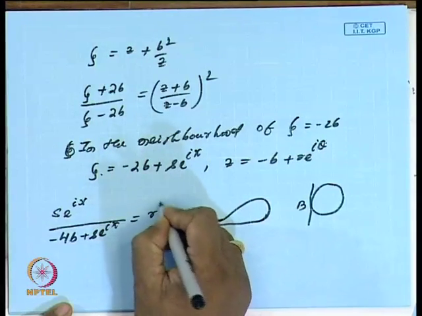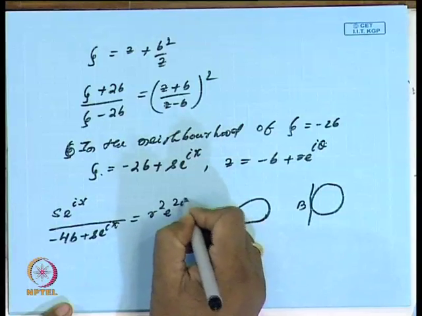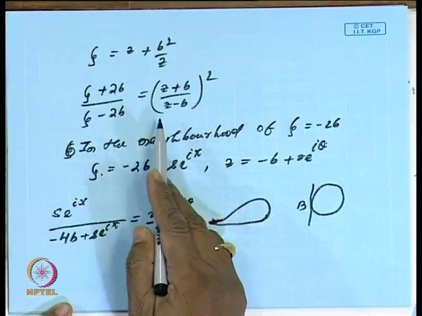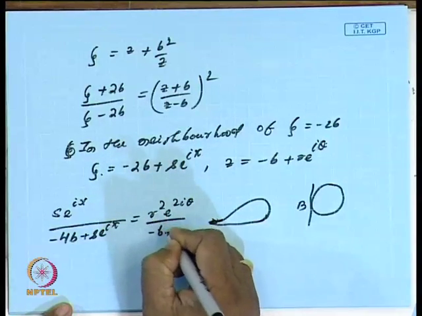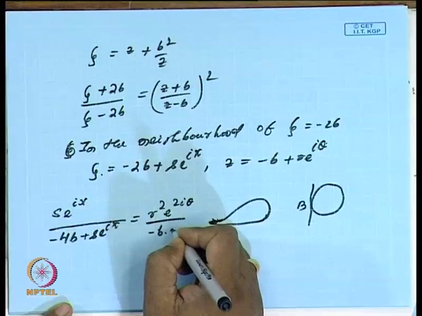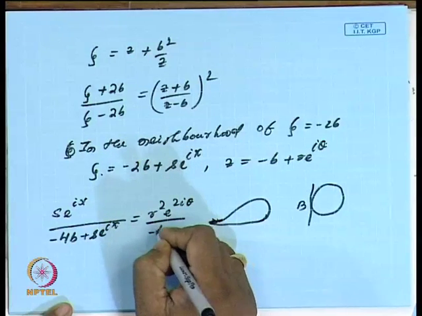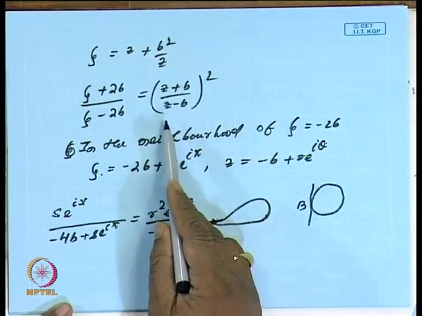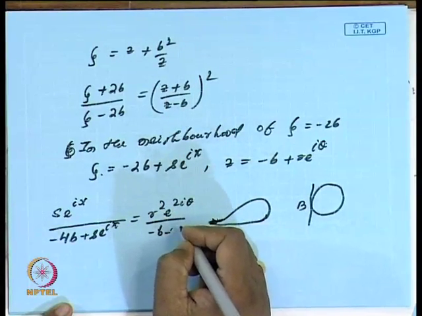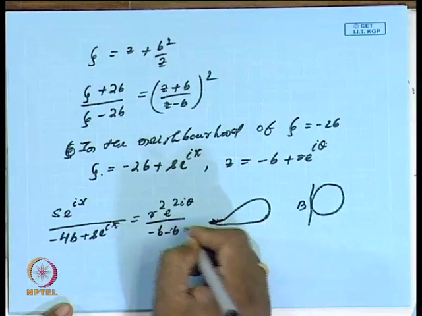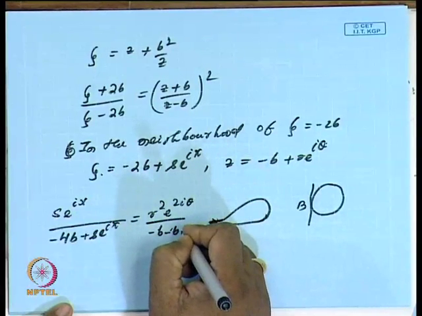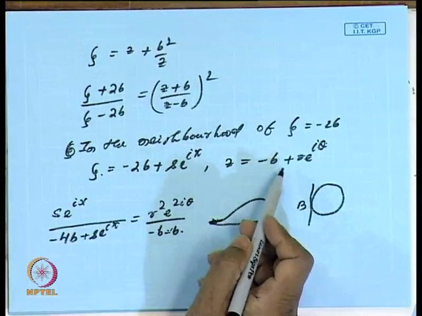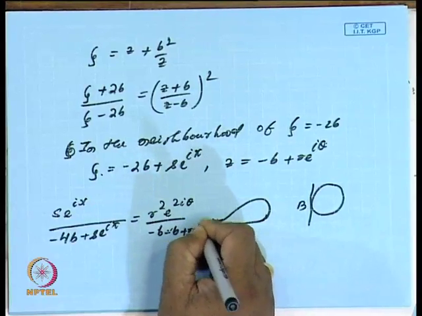this is z is equal to minus b, this will be r square e to the power twice i theta divided by, that is z is minus b into b minus b, rather minus 2b, z is minus b minus b, then, sorry, z minus b, z is minus b plus r e to the power i theta.